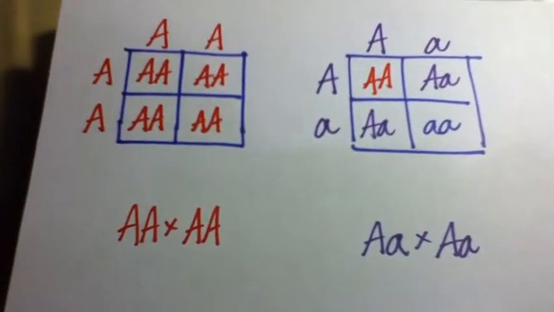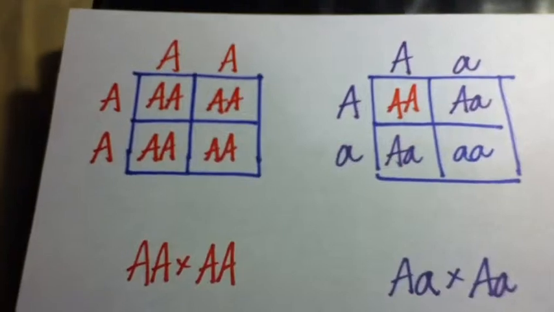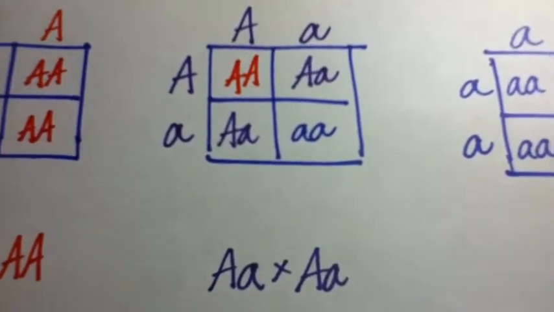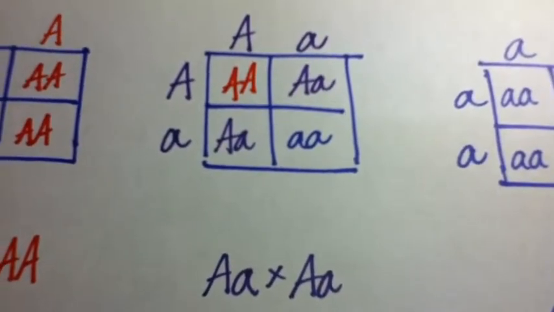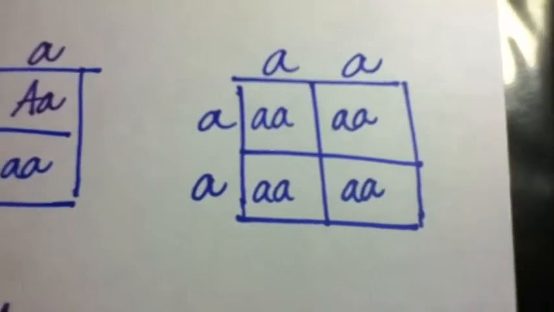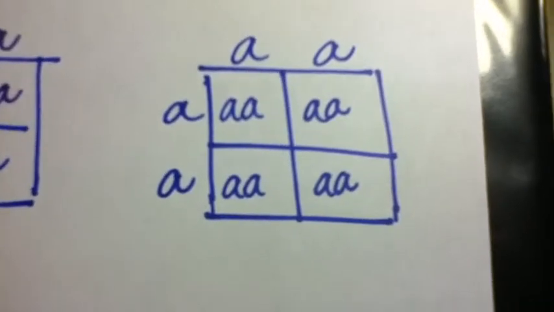With the homozygous dominant, all homozygous dominant offspring resulted. With the heterozygous mating, there was one homozygous dominant, two heterozygous individuals, and one homozygous recessive. And with the homozygous recessive individual, all homozygous recessive progeny resulted.